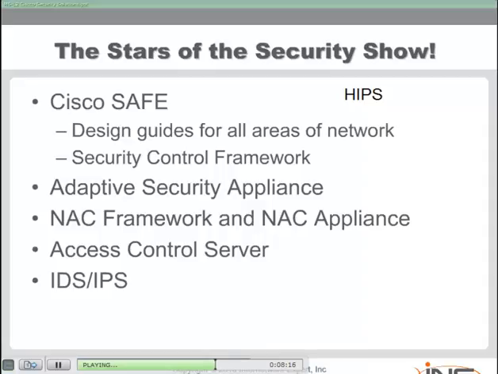Cisco's implementation of host intrusion prevention systems is the Cisco Security Agent. Notice that we distinguish the concept of HIPS from NIPS. Yeah, that's right. Network intrusion prevention systems. So we've got HIPS and we've got NIPS. Suddenly, it sounds like internet pornography.